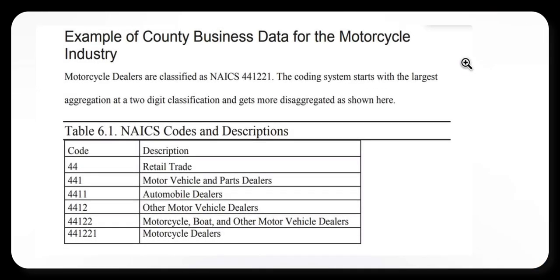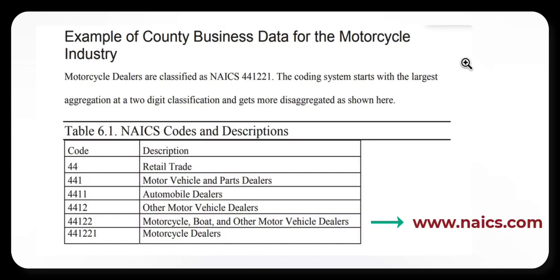So let's go back and look at an example of our county business data for the motorcycle industry. Motorcycle dealers are classified by their NAICS code as 441221. Of course, you can look here. When you go onto the website, you'll have to break it down and go further. The good thing about this website is that you can actually break down where you want to see the industry you're focusing on.